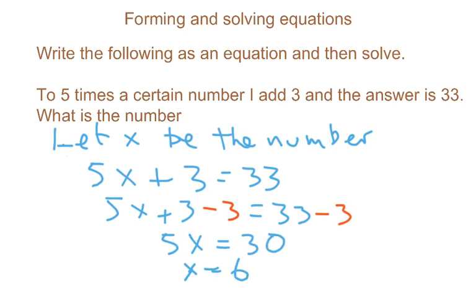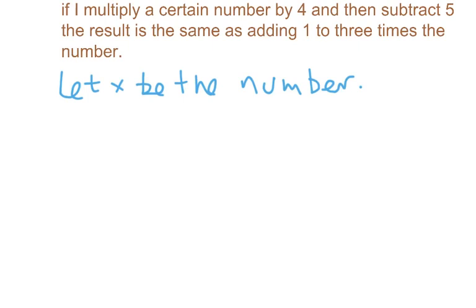Let's have a look at another example. If I multiply a certain number by 4 and then I subtract 5, the result is the same as adding 1 to 3 times the number. So, okay. If I multiply a certain number by 4, well, we let x be the number, so 4x is 4 times that number, isn't it? I multiply it by 4, that's 4x, and then I subtract 5. Okay, let's do that. Minus 5.